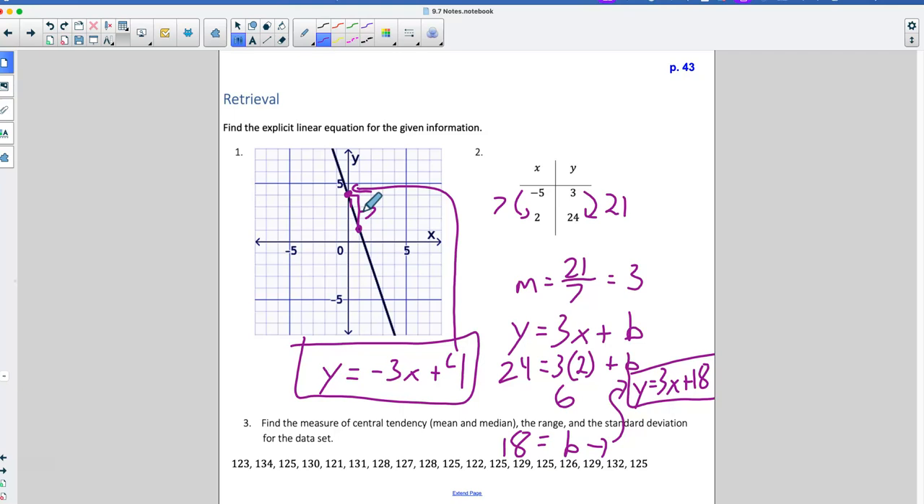Number 2, you've been doing this for quite a while on your quizzes. They've been showing up repeatedly here. So for number 2, we got 21 divided by 7, which is 3. We go ahead and plug that into our y equals mx plus b formula. Then I plug in a point. I chose the point (2, 24). You could choose any point that you want, or you could extend the table out if you wanted to do it differently. When you solve for b, you do get 18, and so your line is y equals 3x plus 18. That one you need to have locked down. That one's going to show up on your test on Thursday.